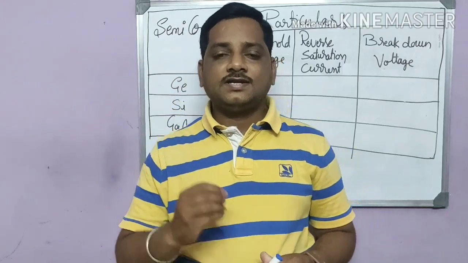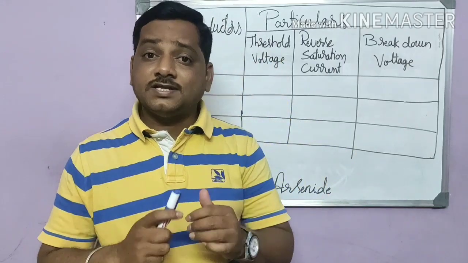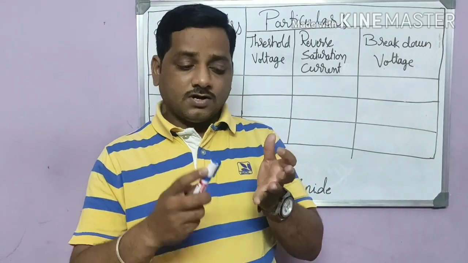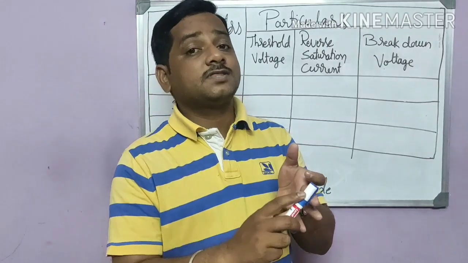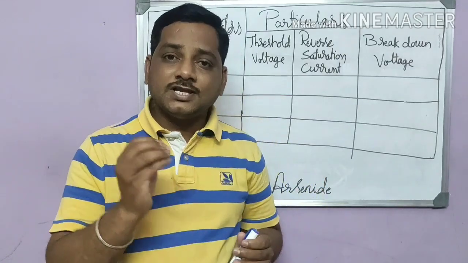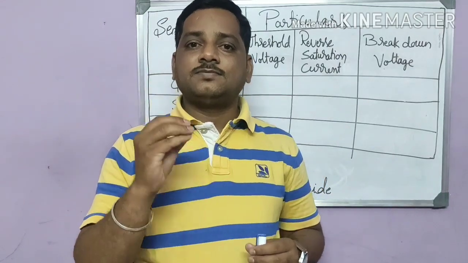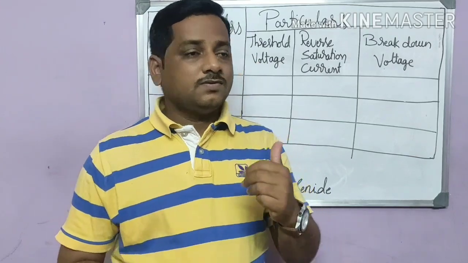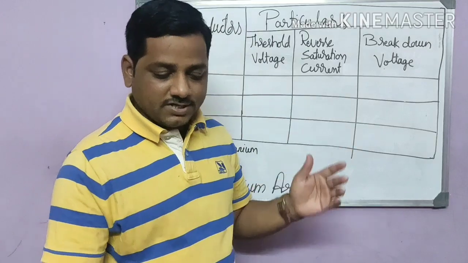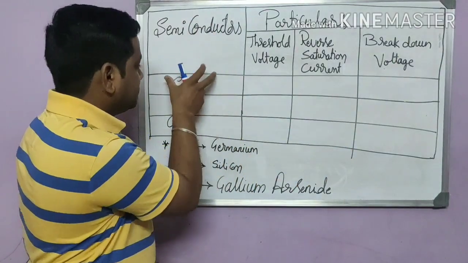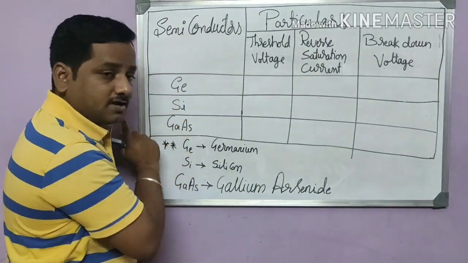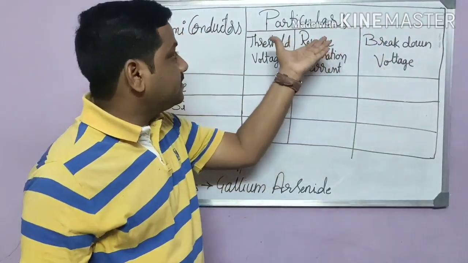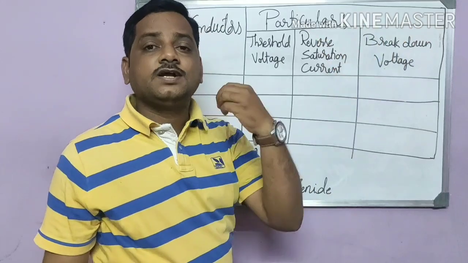In the same way, when you are selecting a diode, you need to make a decision: whether you want to select germanium to develop the diode, or a silicon diode, or a gallium arsenide diode. You want to make a selection among these three, which means there are some specification points that have to be considered. That has been mentioned on the board. You can look here: the semiconductor materials are germanium, silicon, and gallium arsenide. The particulars are nothing but the specifications we need to consider.